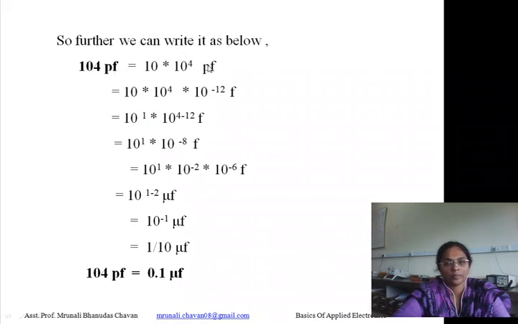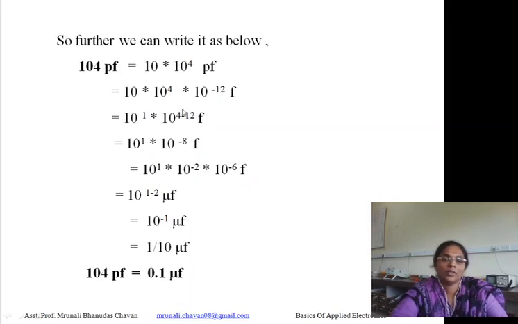So here pF. If we want to replace this p, then we need to put 10 raised to minus 12 in the place of p. That's why 10 into 10 raised to 4 into 10 raised to minus 12 F means this value will be in the farad. Okay. Then we have to calculate further.